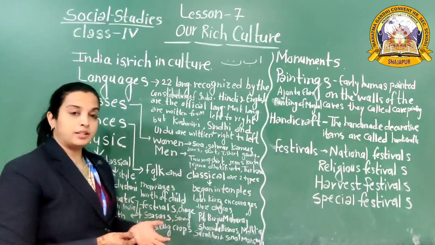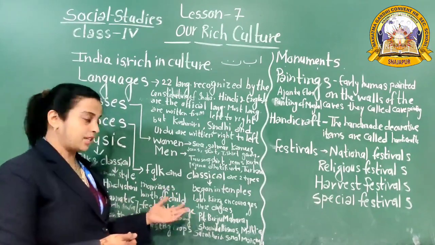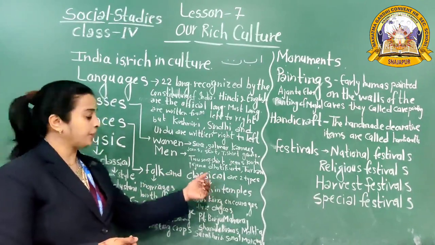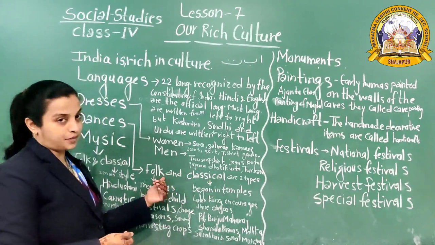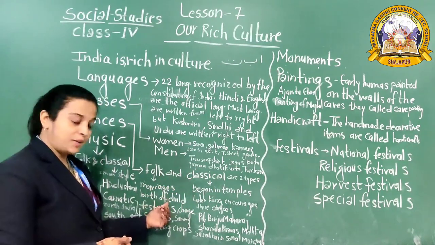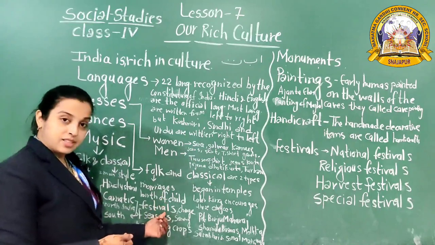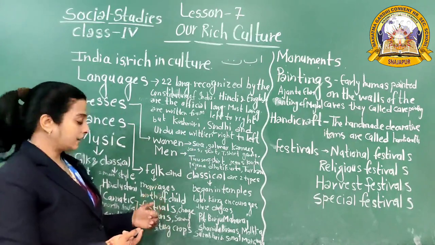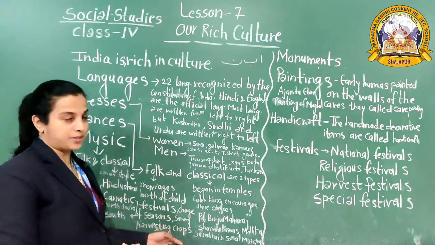When people perform folk dances, there are two types of dances, folk dances and classical dances in India. Folk dances are performed during marriages, birth of child, festivals, change of season and sowing and harvesting of crops.